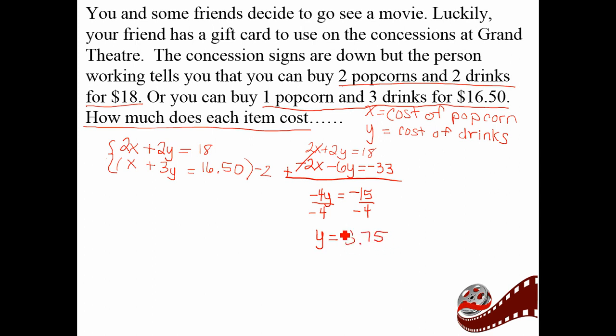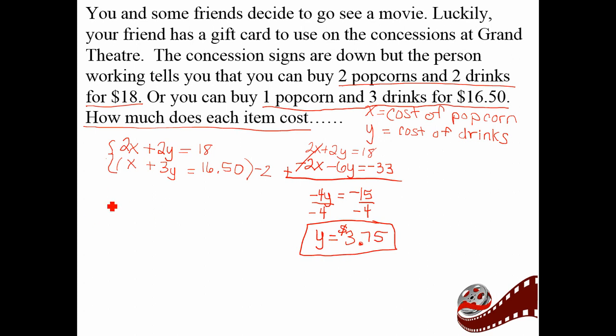3.75. And remember what we're trying to find. This is money. This is a cost. So it makes sense that I didn't get a whole number value here. We got $3.75. That's fine. That's pretty typical in terms of money and concessions and cost of items. So we know the y value. Now we need to go ahead and find the x value.